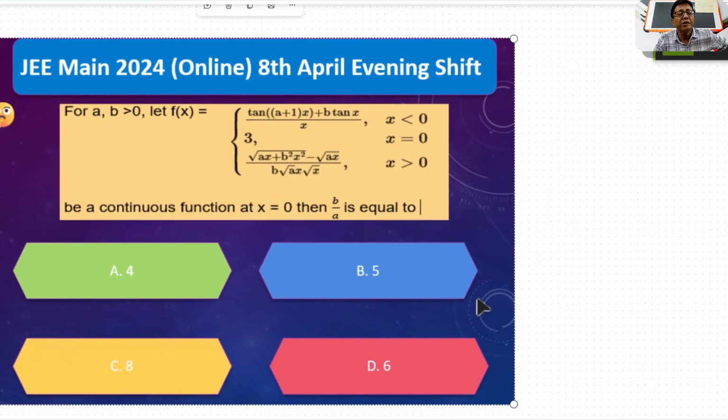I hope all of you can read the sum: AB greater than 0 is given. Why? Because otherwise this will not be defined. And f(x) is this, it has 3 parts. It is continuous at x equal to 0, then find the value of b by a.